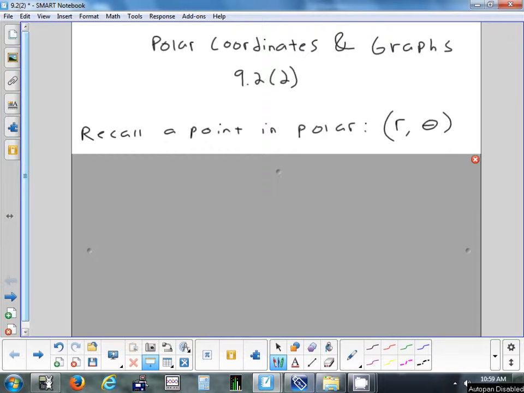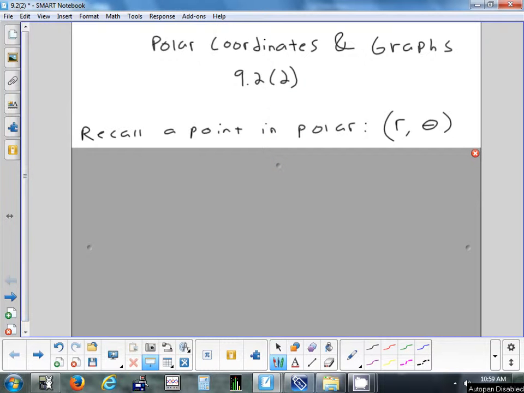Yesterday we looked at 9.2 part 1, which is basically converting points from rectangular to polar, polar to rectangular, and graphing in polar, just a single coordinate. Remember from yesterday, this is how you write a point in polar. We don't use x and y, we use r and theta.